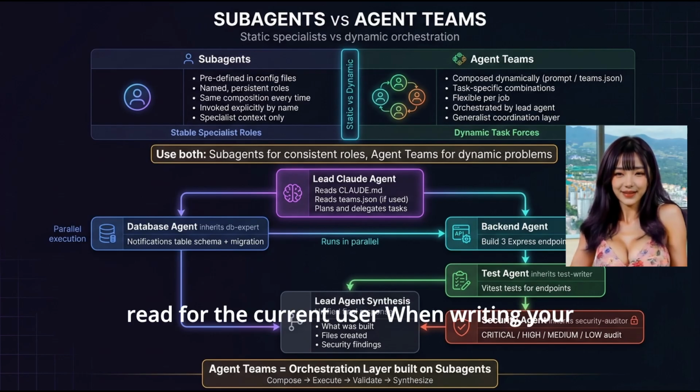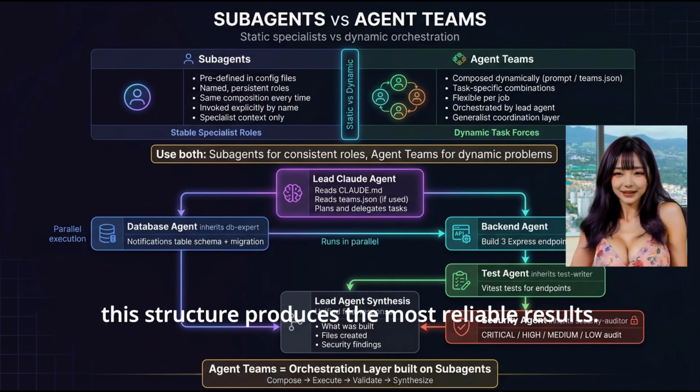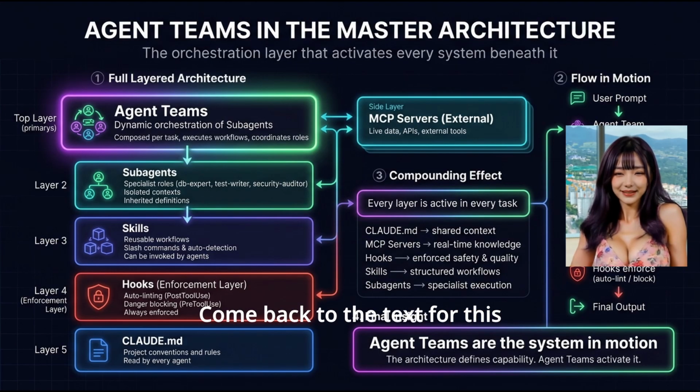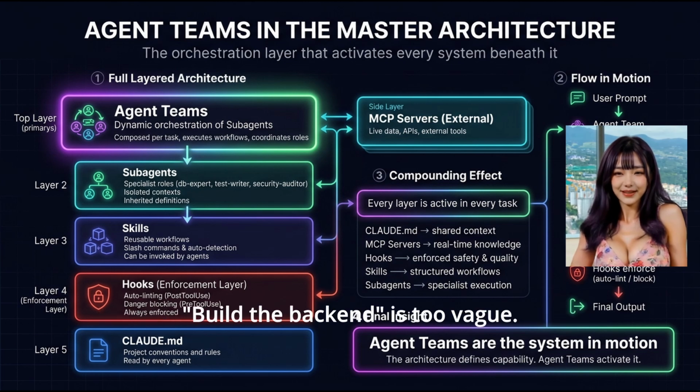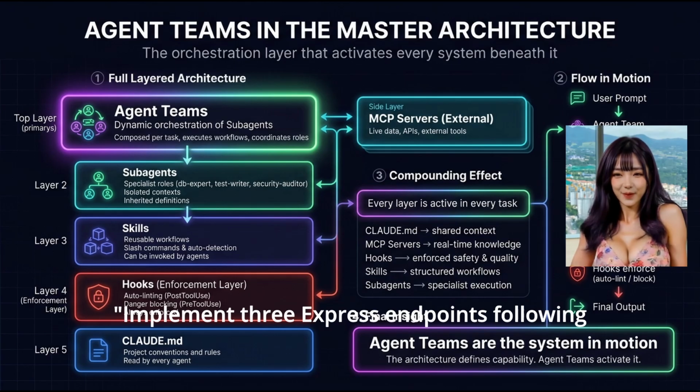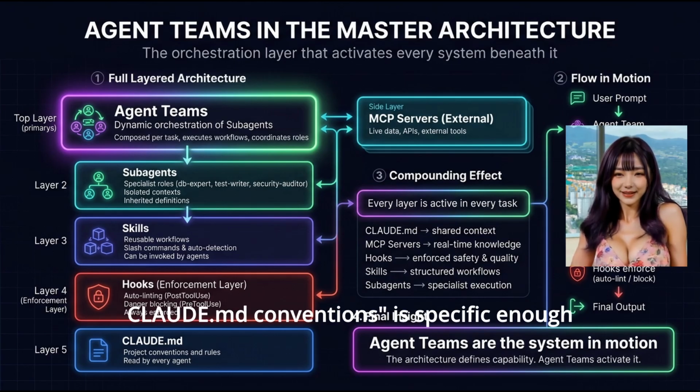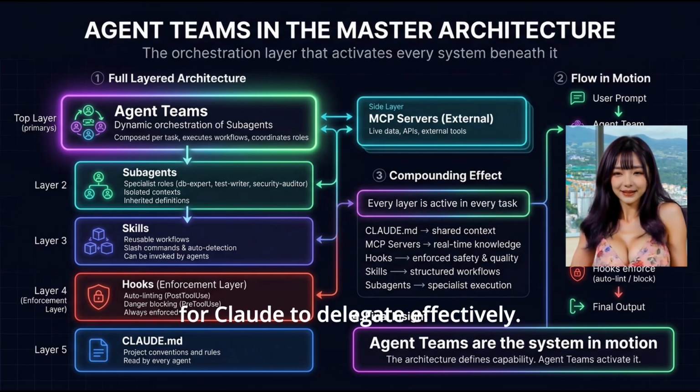When writing your own dynamic team prompts, this structure produces the most reliable results. Come back to the text for this template. Precision in scope descriptions matters. "Build the backend" is too vague. "Implement 3 Express endpoints following CLAUDE.md conventions" is specific enough for Claude to delegate effectively.